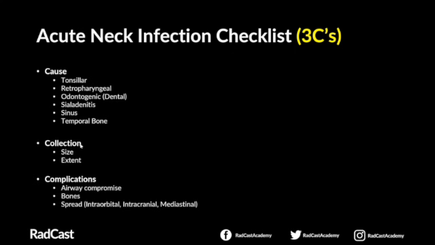Then you want to assess if there's a collection, and describe the size of the collection, where it is, and the extent. And then complications, like airway compromise. Is it extending into bones, or is it spreading into other areas outside of the head and neck, so intraorbital extension, intracranial extension, or mediastinal extension? So the 3 C's is a good checklist to have in mind when you're reporting these scans.